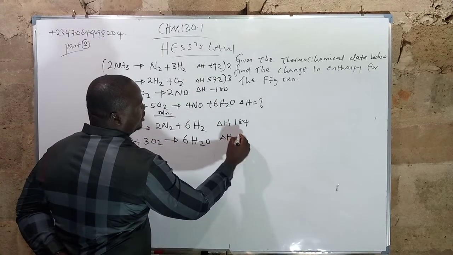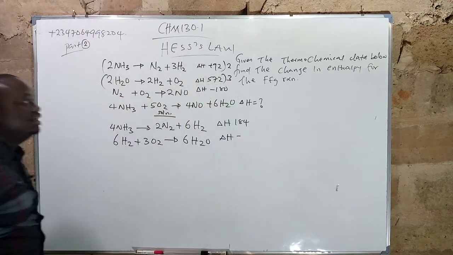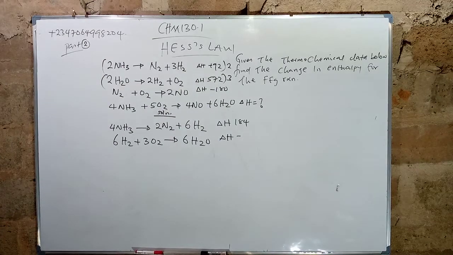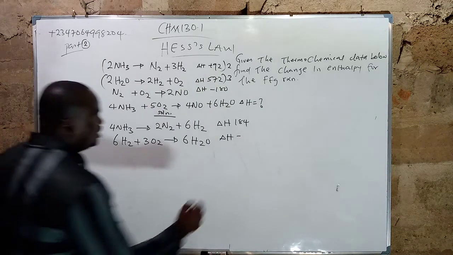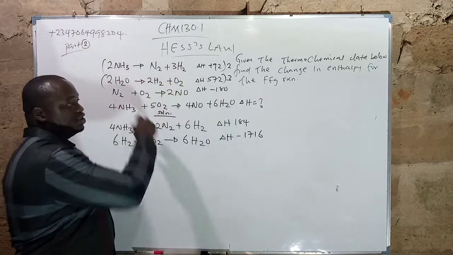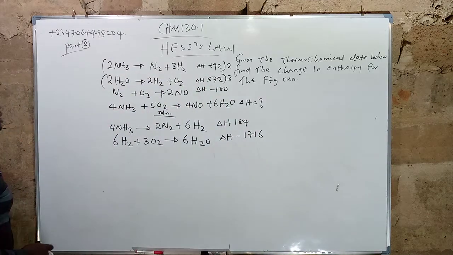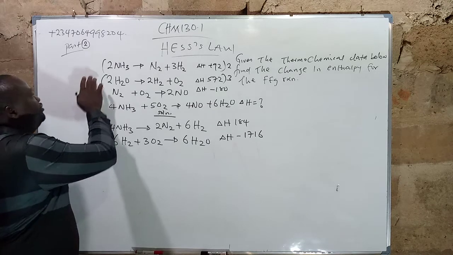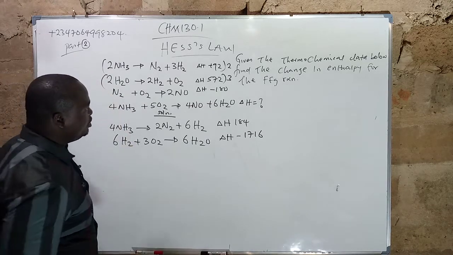So you have minus, and you have to times it by 3. So 573, if you times it by 3, what you will get is minus 1716. Remember, the sign must change. Why? Because the equation was reversed. Now, the next thing, we are done with this first and second equation.